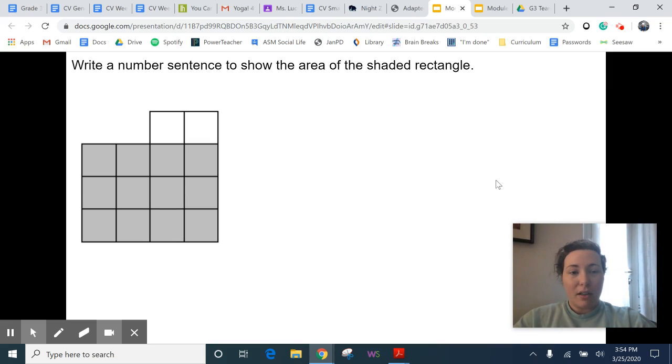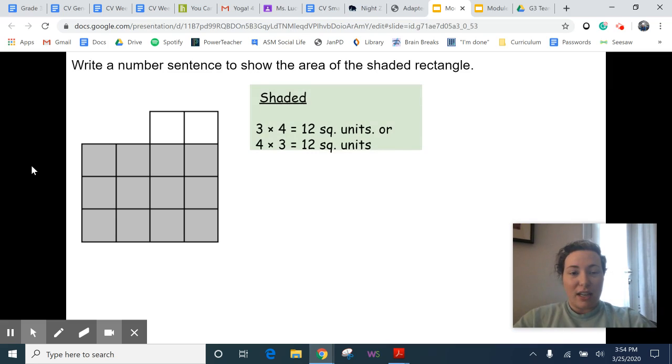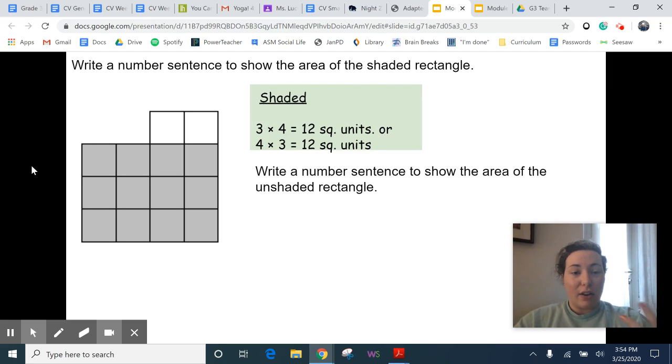So it says, write a number sentence to show the area of the shaded rectangle. Remember, that's the darker part right here. Go ahead and pause the video and write a number sentence to show that. Okay, the number sentence to show the shaded area would be 3 times 4, and that would give you 12 square units, or 4 times 3 is also fine. And now we need to find the area of the unshaded part.